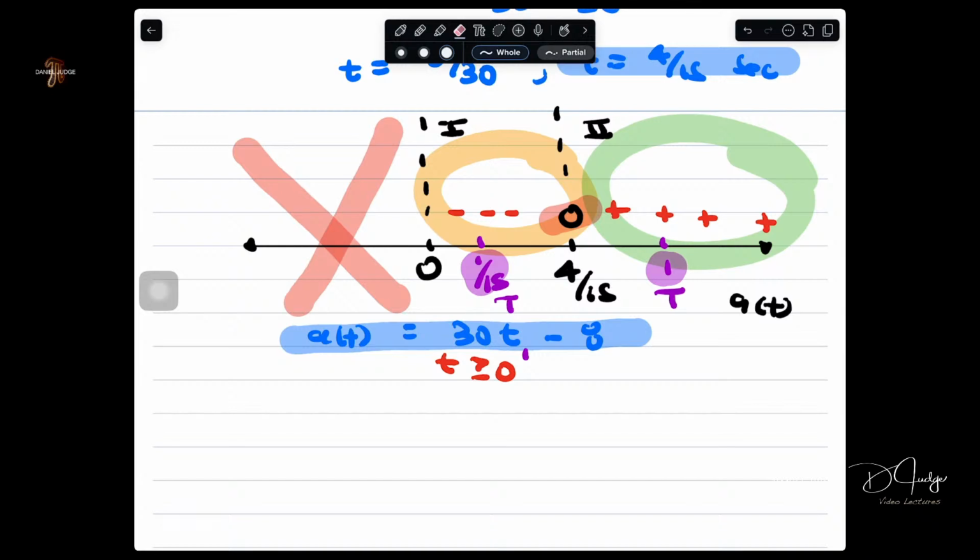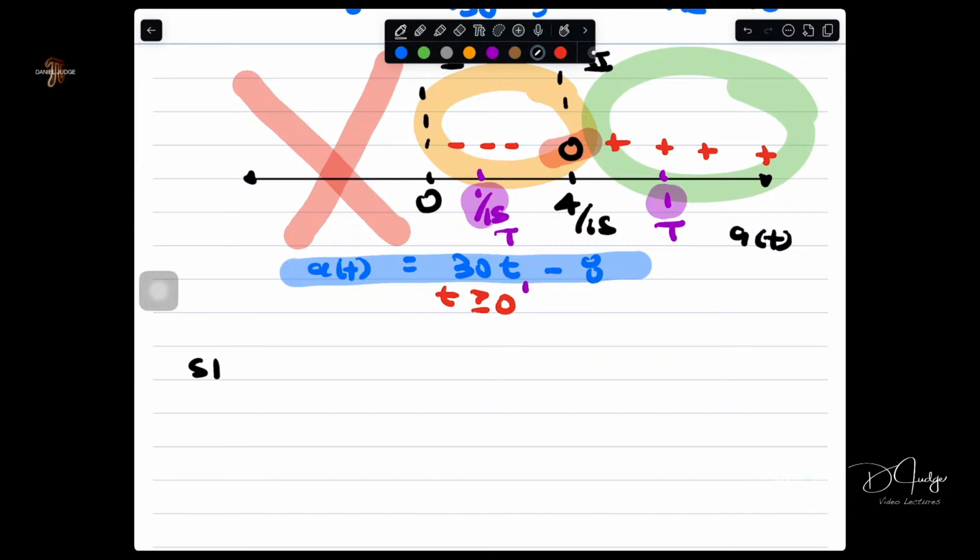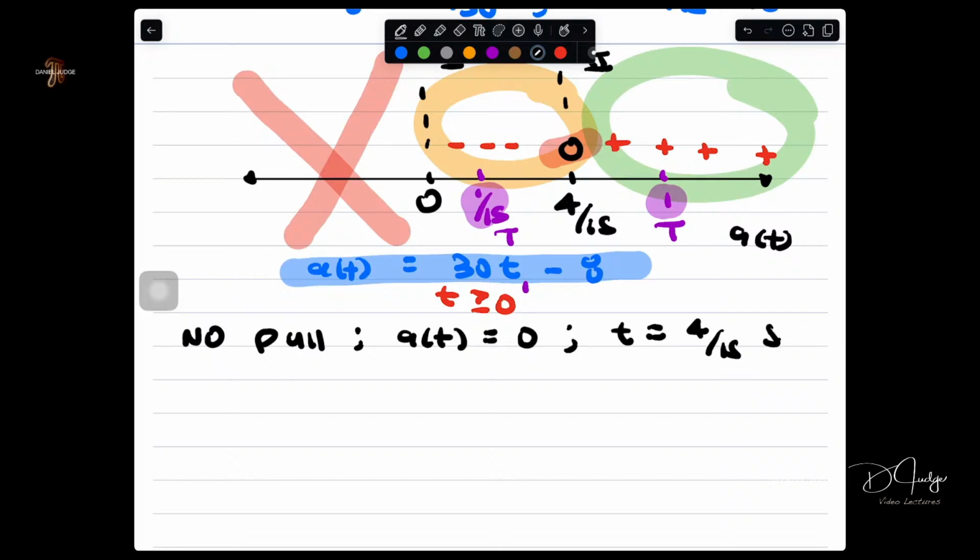All right, let's see what that means here. So your particle is really no push or pull. You have, we'll say, no pull when acceleration is 0, and that happens when t is 4/15 seconds. We already answered that. That's what they're talking about right here.